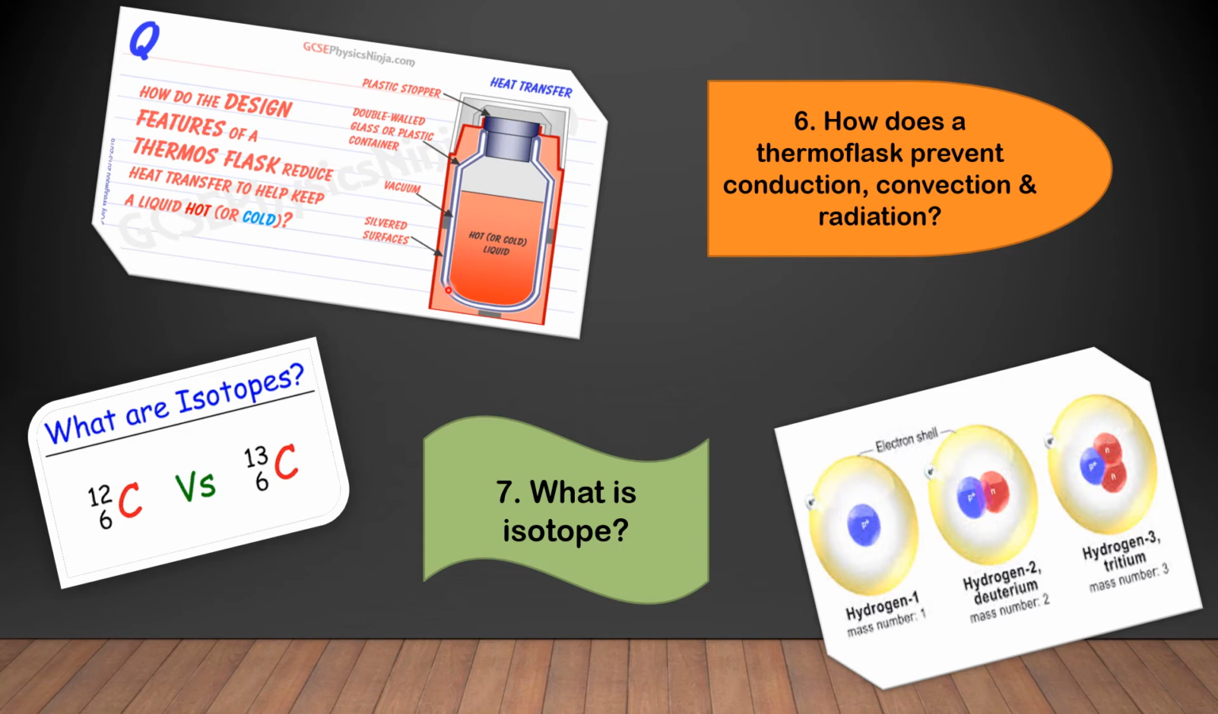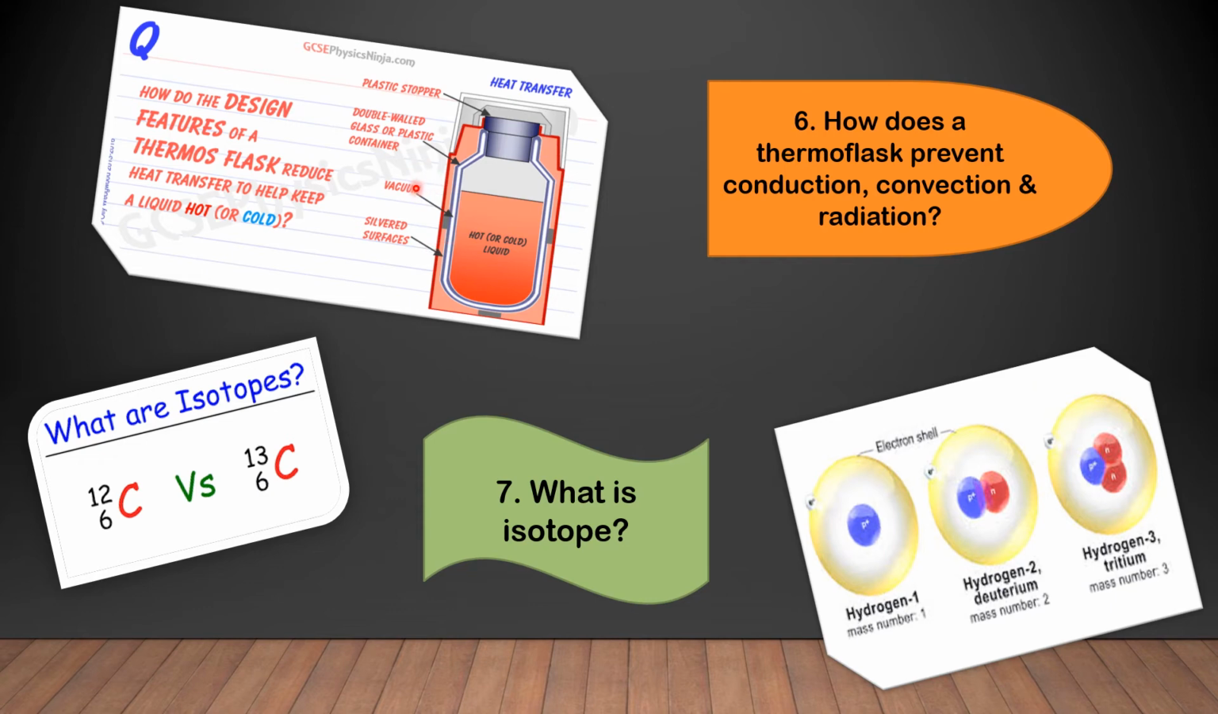The space between two walls being evacuated, there cannot be any exchange of heat between the inside and outside of the vessel by the process of convection and conduction. So this is the vacuum place. Due to this, conduction and convection heat transmission is prevented.